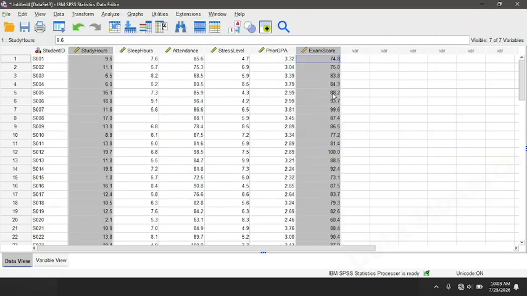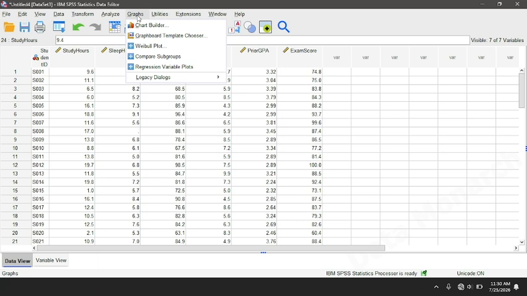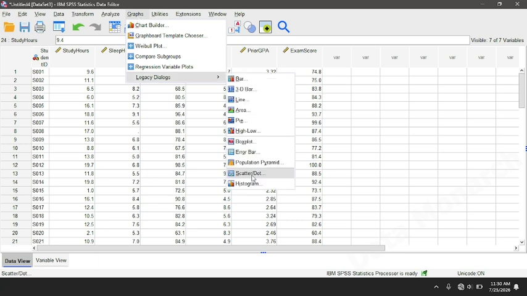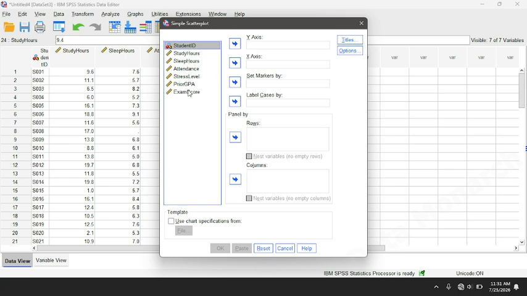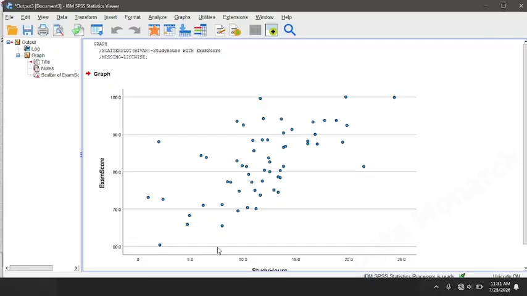Right now, let's check linearity and outliers with a scatter plot. Go to Graphs, under Legacy Dialogs, click on Scatter, then click on Simple Scatter and Define. Put the exam score on the y-axis and the study hours on the x-axis and click OK. Look at that, a clear upward trend. So as study hours go up, exam scores tend to go up too. That satisfies linearity. So that already clears assumption number 2.